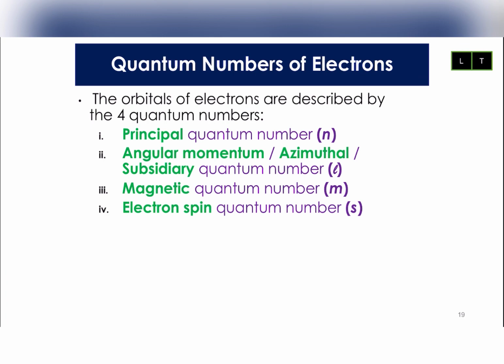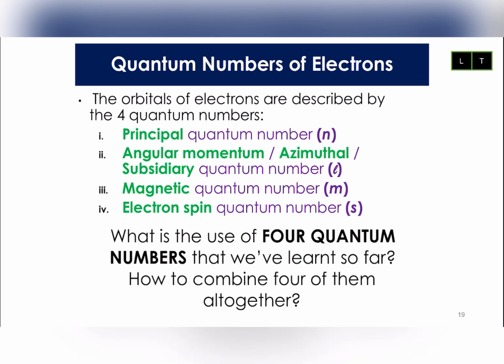But what is the use of these 4 quantum numbers that we've learned so far, and why do we learn about them, and how do you combine the 4 of them together? In order for you to understand that, you have to know, based on the previous subtopic, we cannot determine the exact position of an electron, but we can understand based on orbital. There is a high probability of finding an electron in the 3-dimensional space of an orbital.